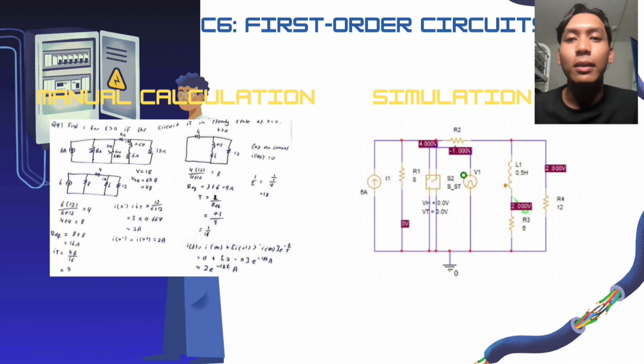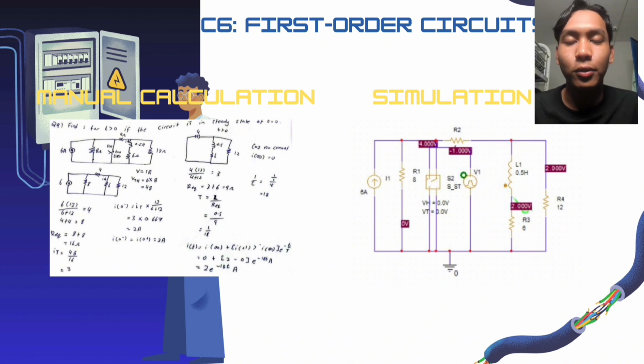Let's begin with chapter 6, where we analyze the first order RC/RL circuit. To determine the behavior of the circuit over time, we applied the standard step response formula, calculating the initial voltage or current, the final steady state values, and the time constant tau. By solving this equation step by step, we obtain the mathematical expression that describes how the circuit responds immediately after the switch changes position.